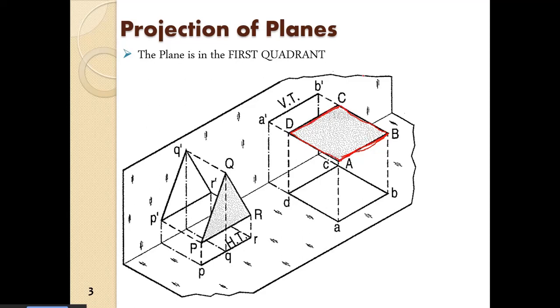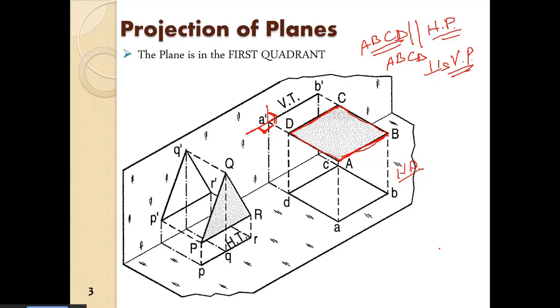ABCD plane is parallel to the horizontal plane. So we can see it is parallel to the horizontal plane. Alright. And ABCD is perpendicular to the vertical plane.